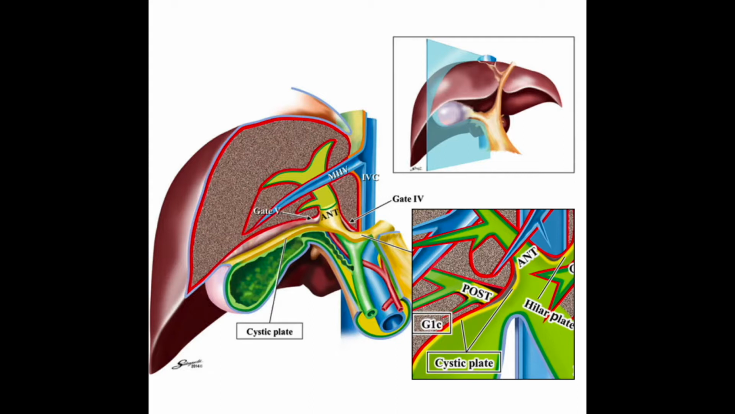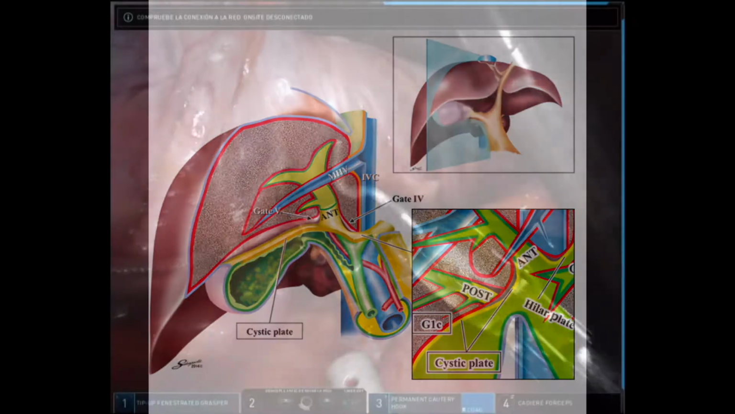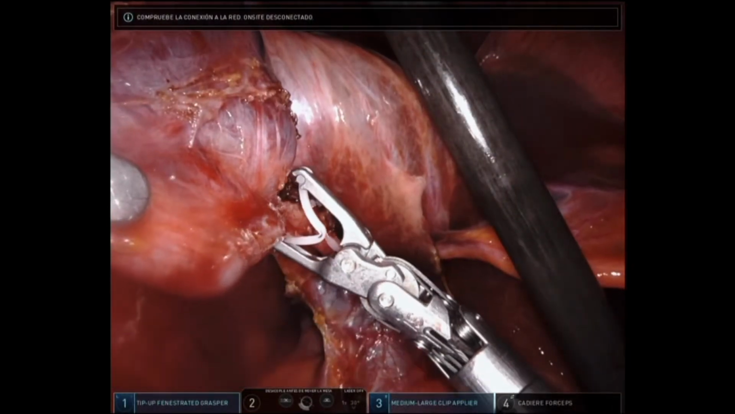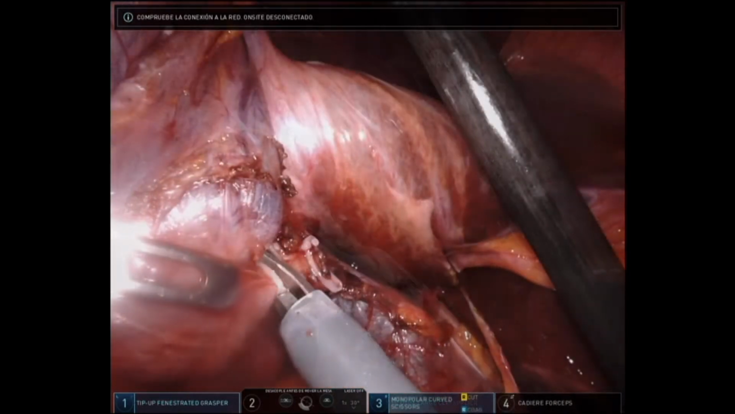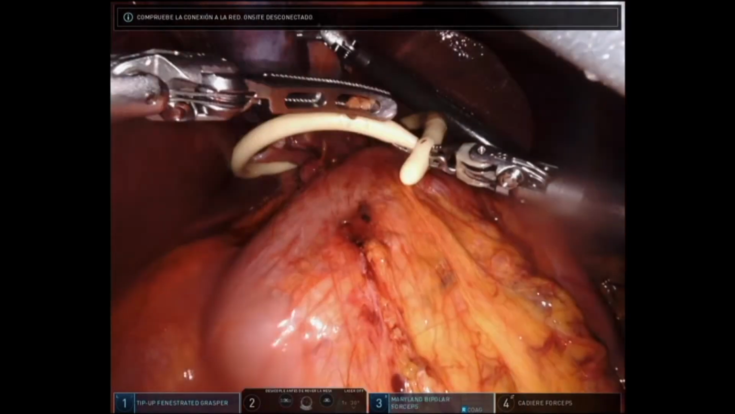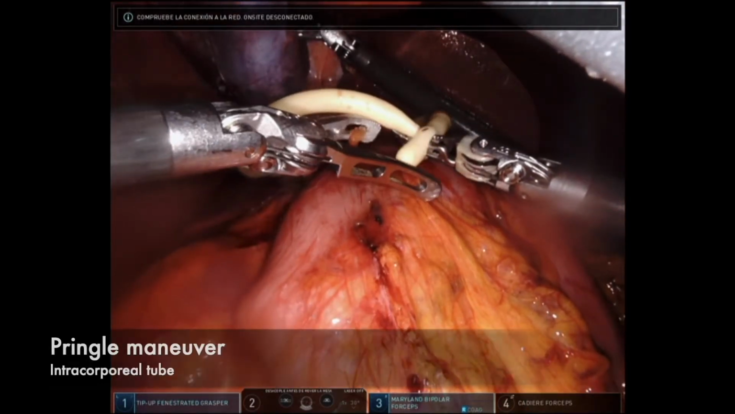An extraglissonian approach to the right hilar pedicles is performed, following the concepts of Takasaki and Sugioka. The surgery begins with a cholecystectomy to identify the posterior section plane of the parenchyma and the identification of the anterior and posterior right hilar pedicles.